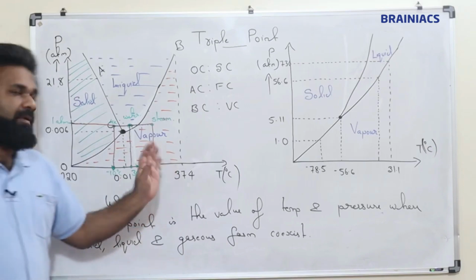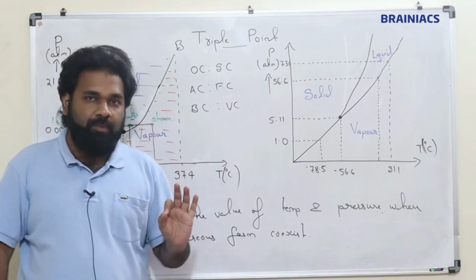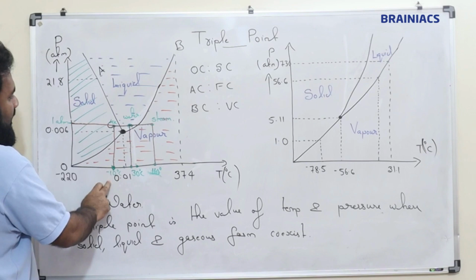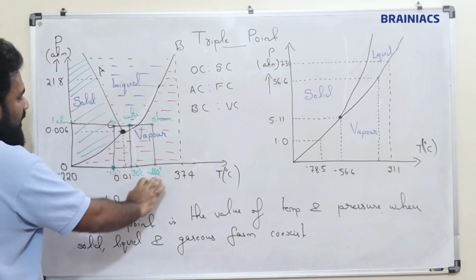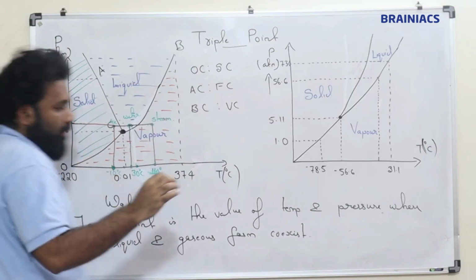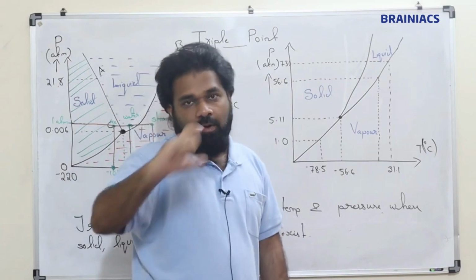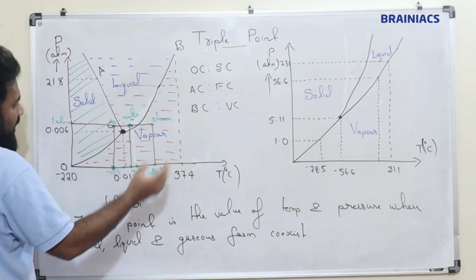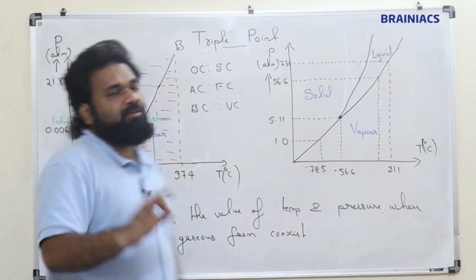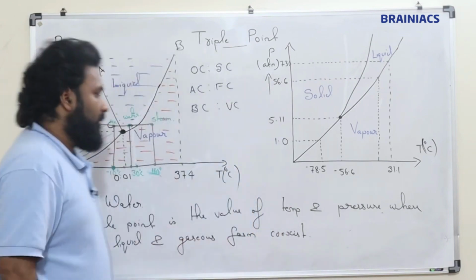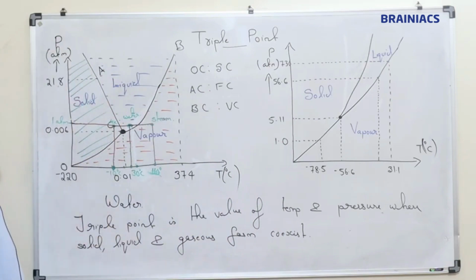Whatever points I said, please pause the screen and write all those points. At 1 atmospheric pressure, minus 10 degrees Celsius ice, 30 degrees Celsius water, 110 degrees Celsius steam. At 0.006 pressure, very low pressure, at 0.01 degrees Celsius accurately, we get the triple point of water, which is nothing but the coexistence of solid, liquid and gaseous form of water. These many things we discussed. Clear? Fine.